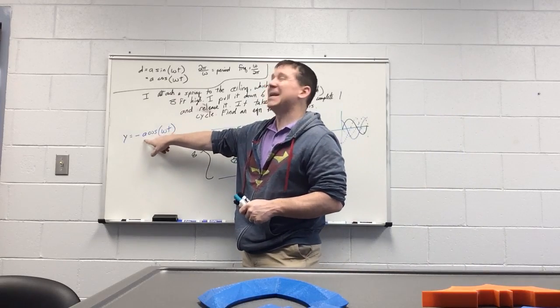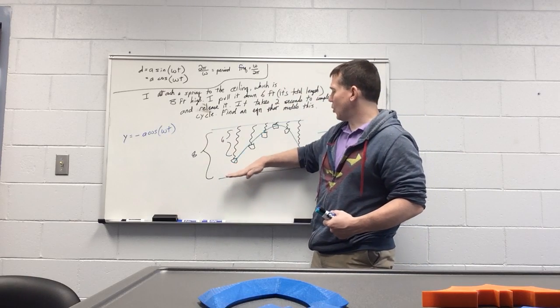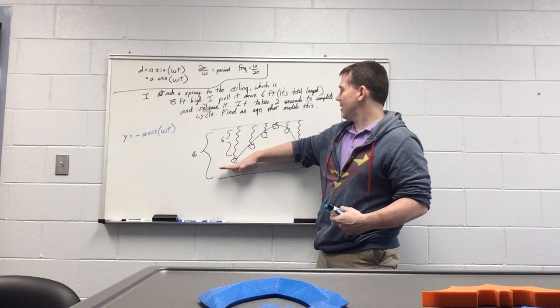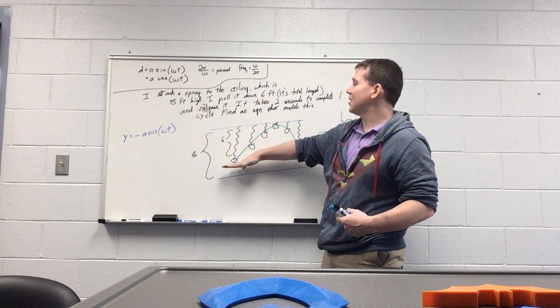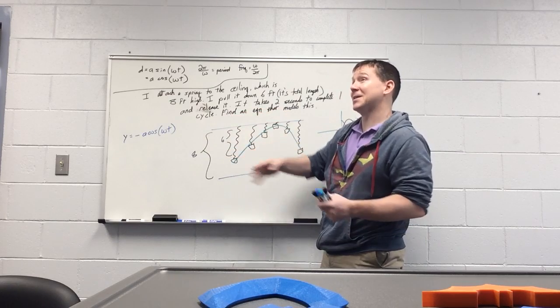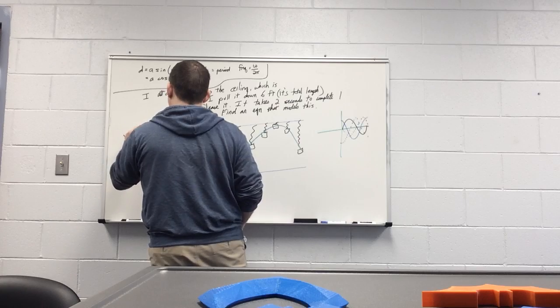First off, I need an A. I know that's amplitude and I know the trick. Amplitude is the total displacement divided by 2. Here, the string stretches 6 feet total, which means total displacement is 6 feet. Amplitude has to be half of that, 3 feet. So A has to be 3.